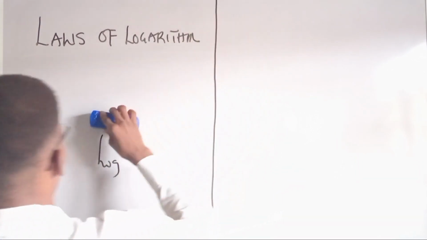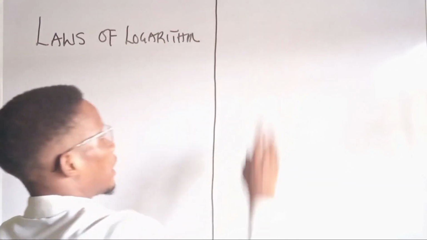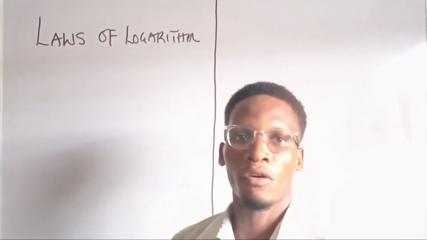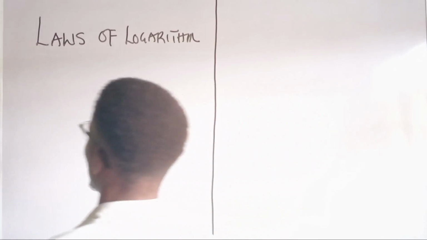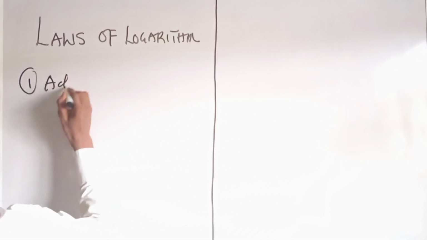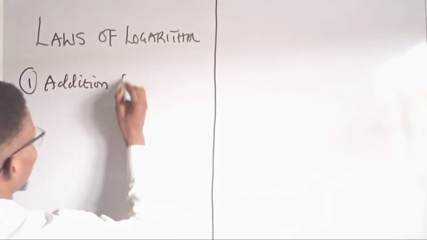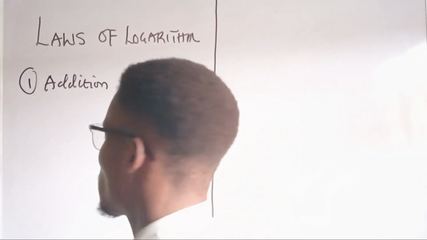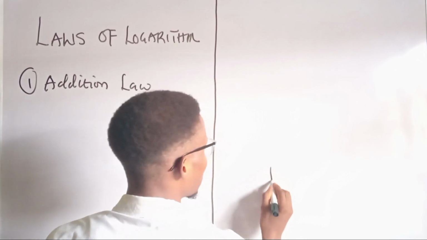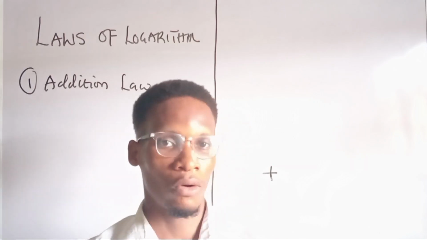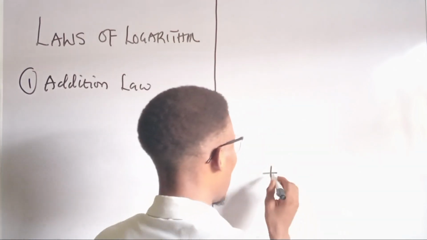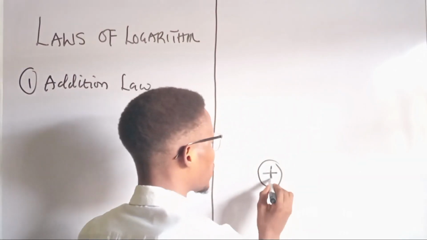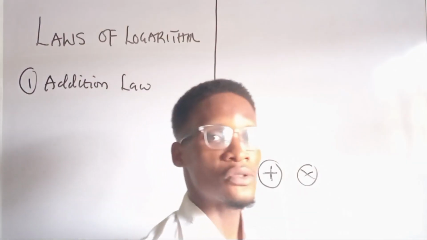All right, so we're looking at the laws of logarithm today, just like we treated laws of indices. We also have the laws that govern logarithm, and one of them is what we call the addition law. Addition law of logarithm says that when you have log of this and log of that with an addition sign in between them, you change the addition sign to a multiplication sign. All right, so that's how you solve it.